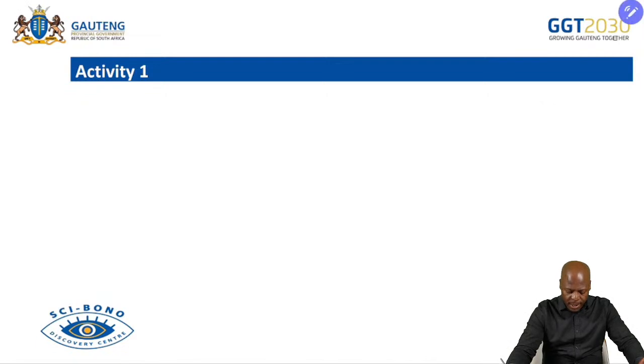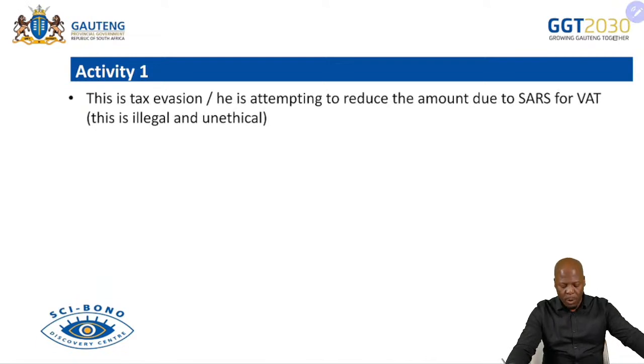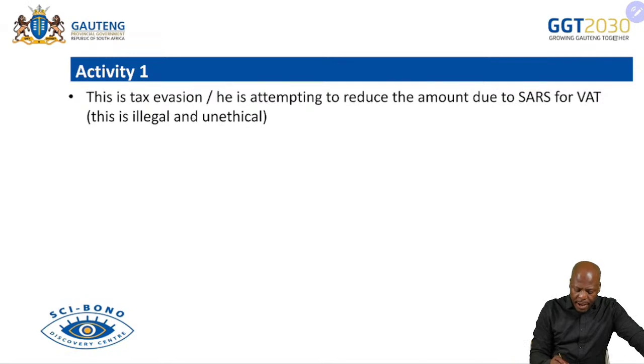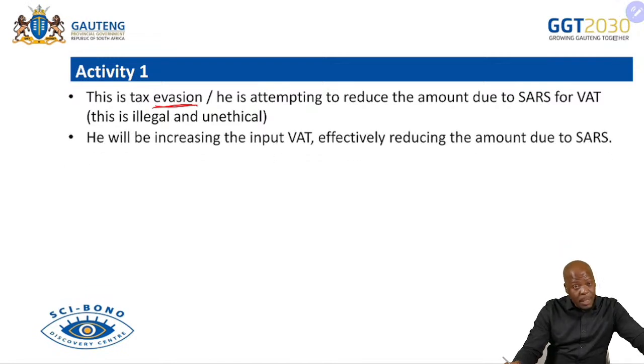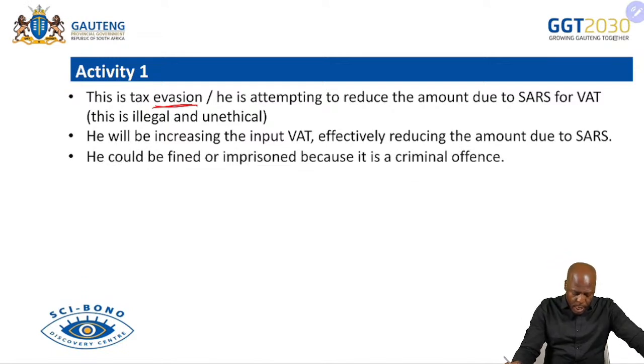Okay. Anyone? Let's see. Point number 1. This is what I would say. This therefore is tax evasion. Okay. And he's attempting to reduce the amount due to SARS for VAT. This is illegal and unethical. Now, my next point is he will be increasing the VAT input. That is, effectively reducing the amount that he owes to SARS, amount due to SARS. He could be fined or imprisoned because it is a criminal offense.